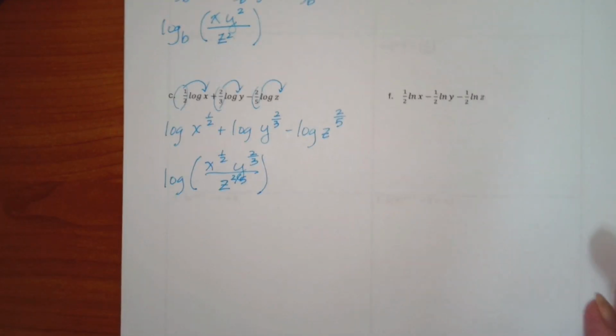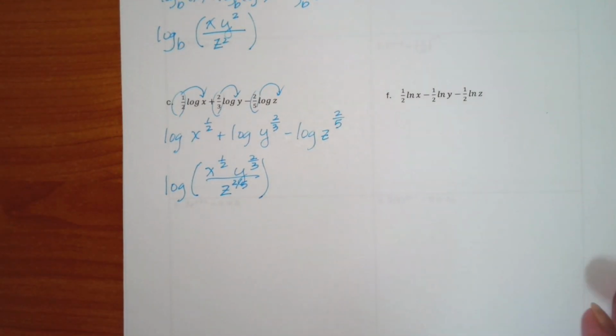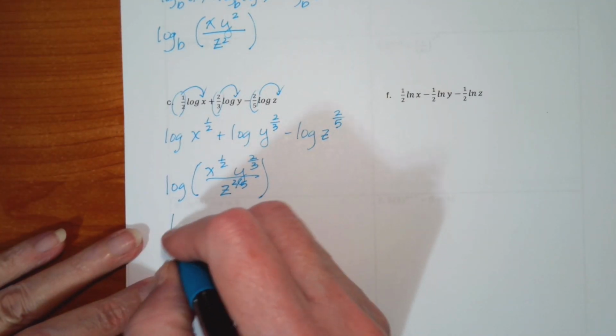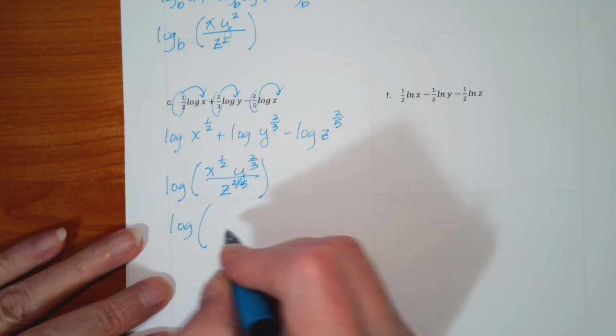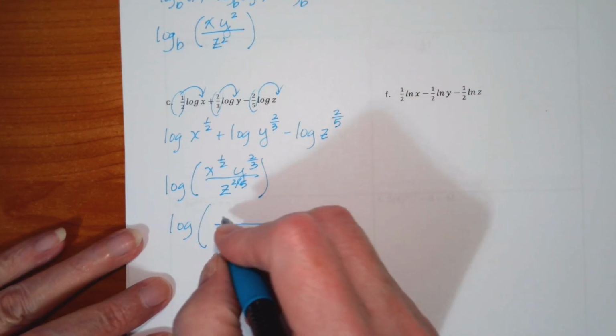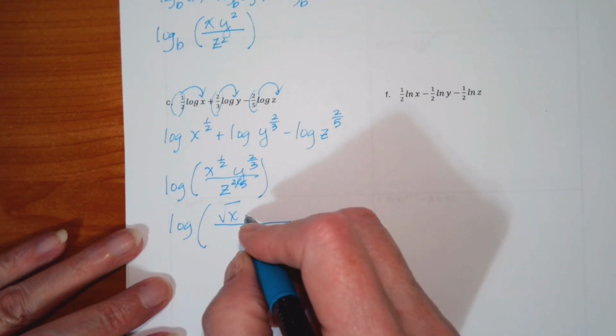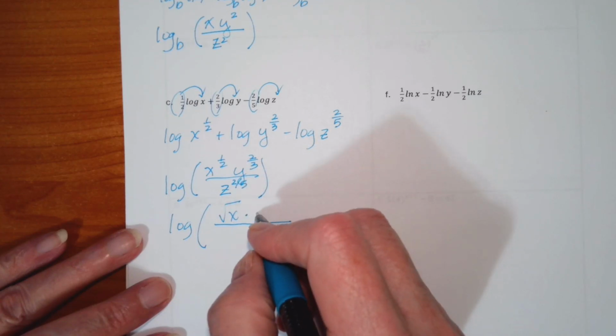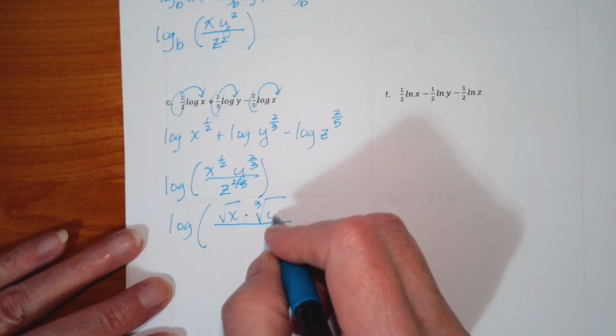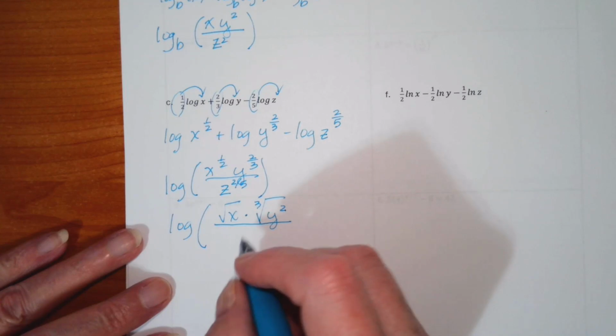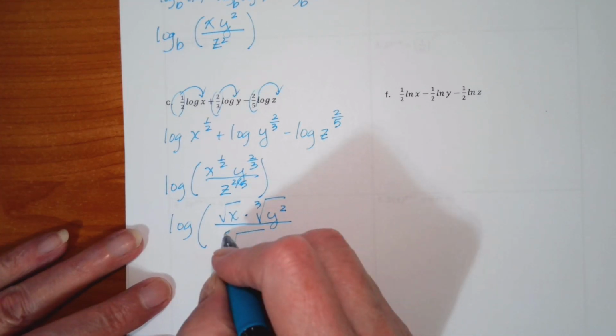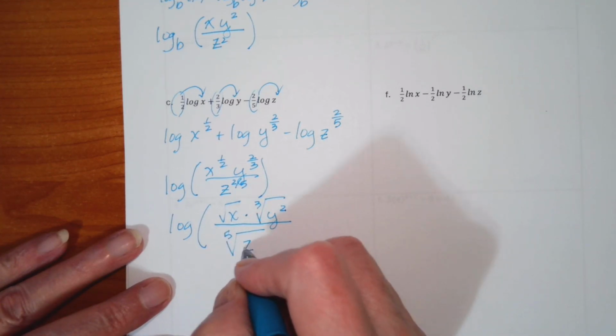Now, it doesn't say that you have to simplify this, but if it asks you to convert this to radical form, then this becomes log of x to the 1/2 is the square root of x. Y to the 2/3 becomes the cube root of y to the second. Z to the 2/5 becomes the fifth root of z to the second.